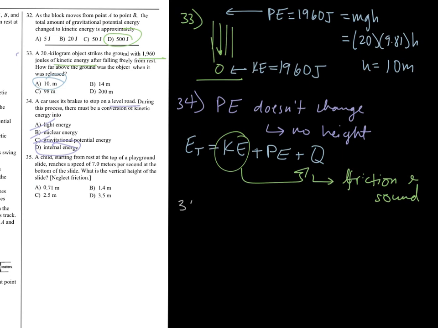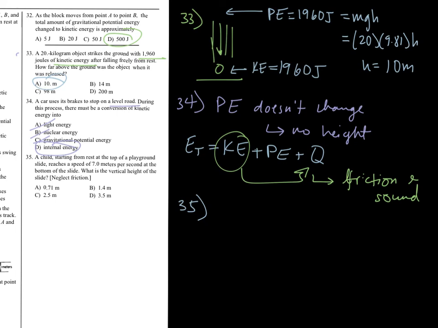Now we're on the final question here. A child starting from rest at the top of a playground slide reaches a speed of 7 meters per second at the bottom of the slide. What's the vertical height of the slide? Same thing. They didn't even give us the mass of the child. Well, we don't actually need the mass of the child, to be honest.